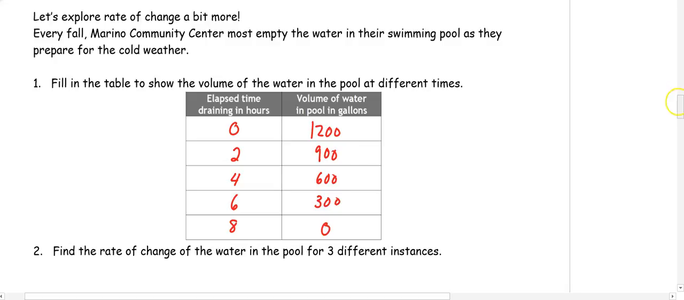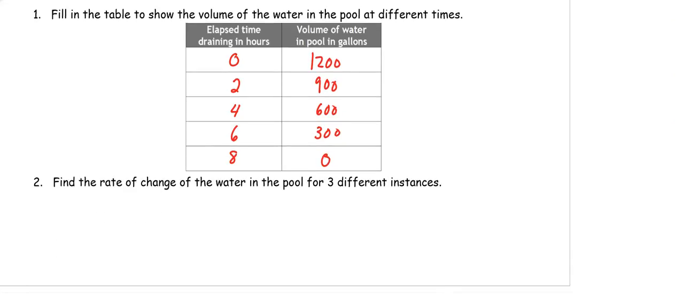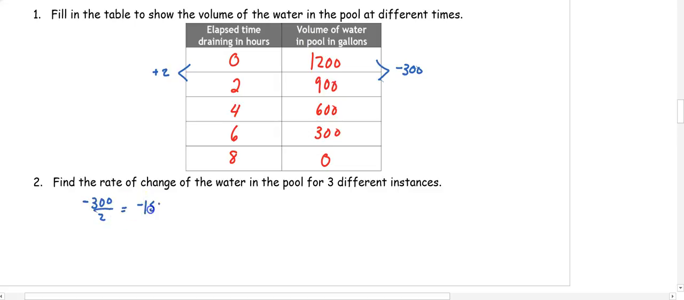So what we want to do in the first part is find the rate of change at 3 instances. So we're going to pick 3 different sets of points. So let's pick this one. To get from 1,200 to 900, we went down by 300 and we went up by 2. So negative 300 divided by 2 is negative 150 gallons per hour. Make sure that we're giving a unit here because we have one.